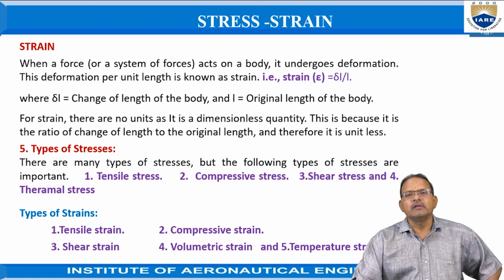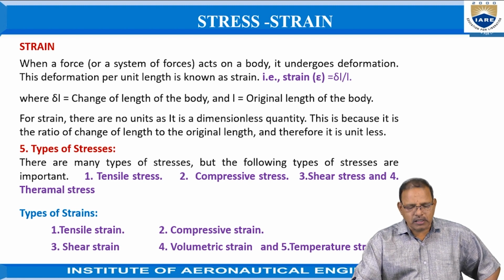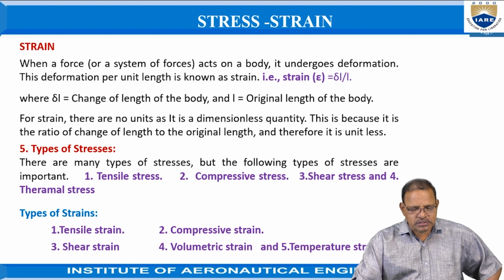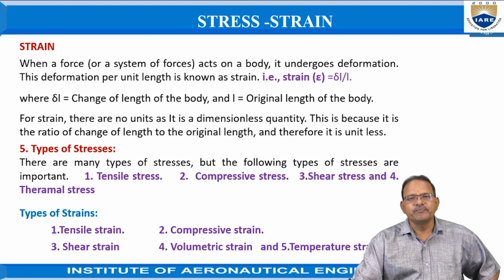Depending on the type of the forces which are acting on the body, different types of stresses as well as strains are produced. These are classified based on the type of the load that is acting on it. These are classified as tensile stress, compressive stress, shear stress, and thermal stress. And types of strains are tensile strain, compressive strain, shear strain, volumetric strain, and temperature strain.